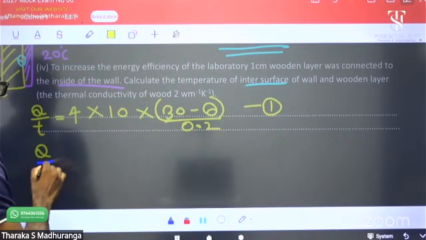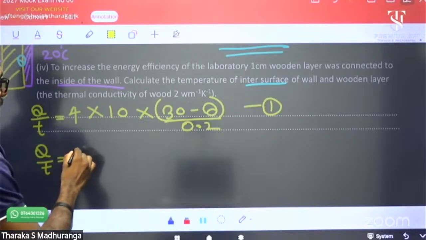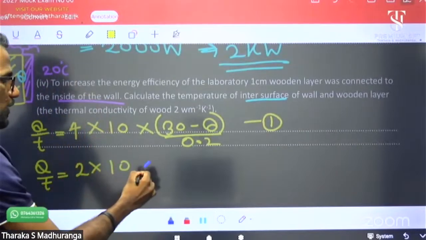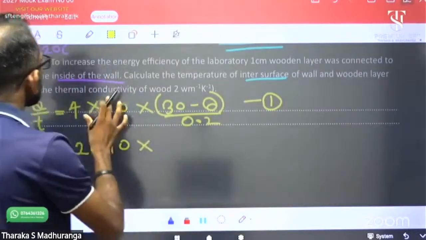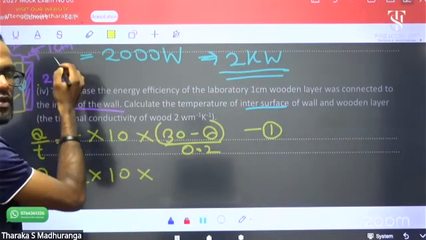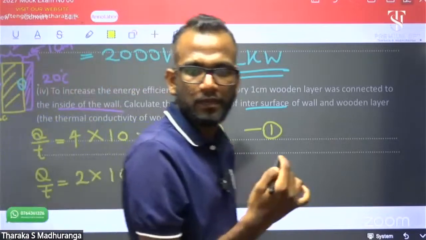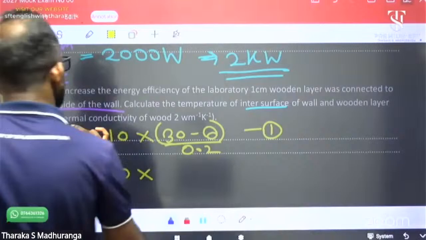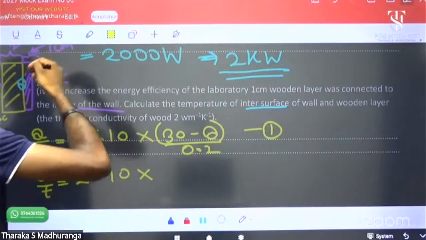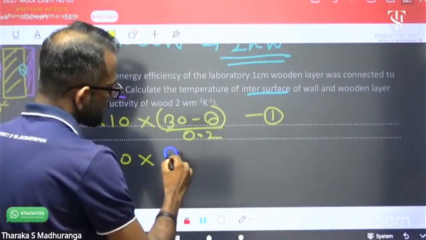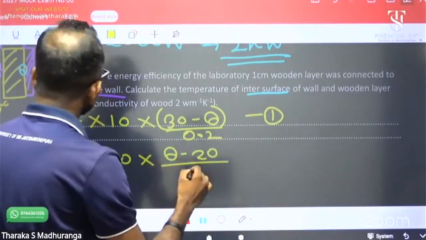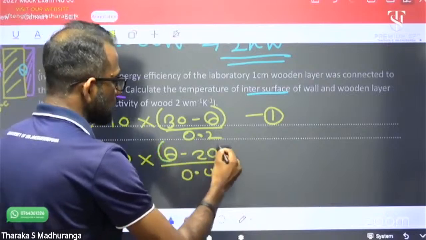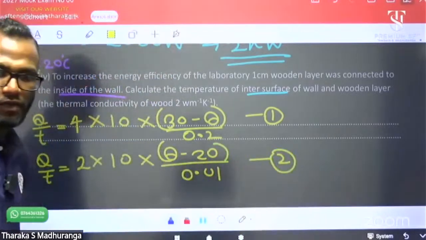Okay. Again, I can get another equation. Q over T equals 2, now the wooden layer K value 2, into the same cross section area. Now what is the temperature difference for the wooden layer? Theta minus 20 or 20 minus theta? Theta is greater than 20, so theta minus 20, divided by 0.01, because 1 centimeter is the thickness. This is my second equation.